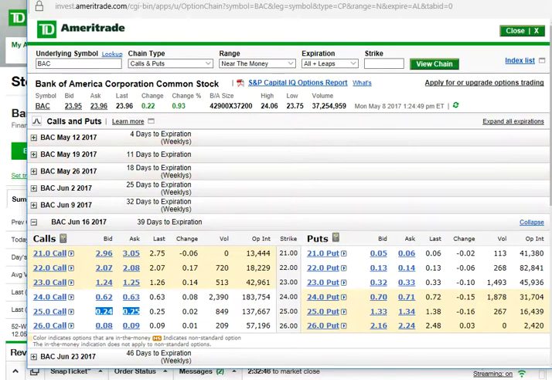Now, if the price of Bank of America went above $25, then this option would start to be worth money. And if Bank of America went up to $26, then this $25 call option would be worth $1. And again, you multiply that by 100, so it'd be worth $100, and that would be very good, right? You'd spend $24, and if Bank of America went up to $26 in the next 39 days, your $24 investment would turn into $75, right? Minus commission, of course, but that's still pretty good, right?